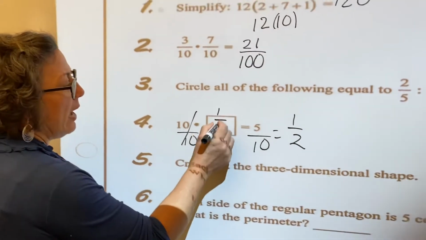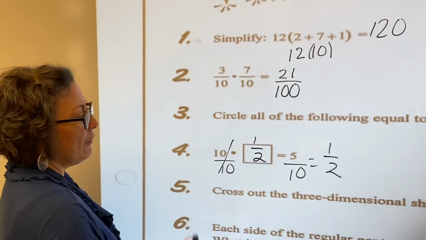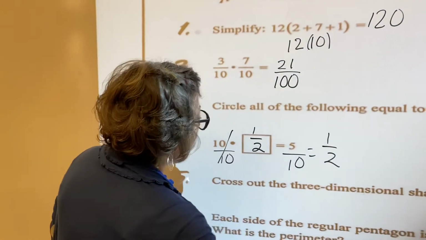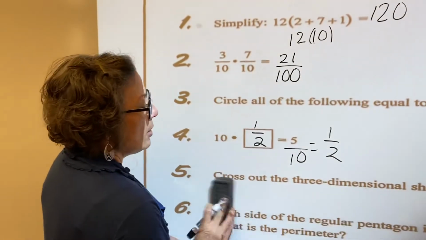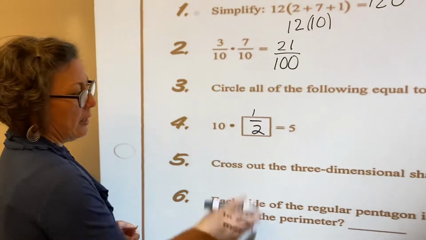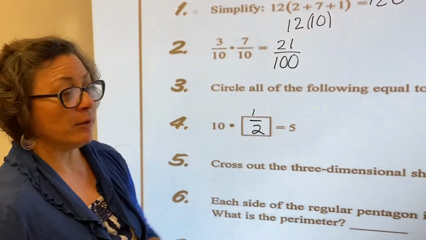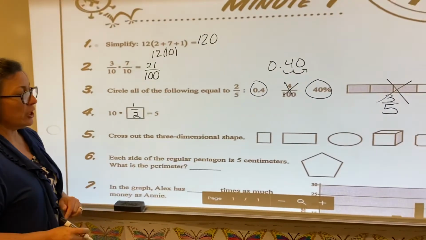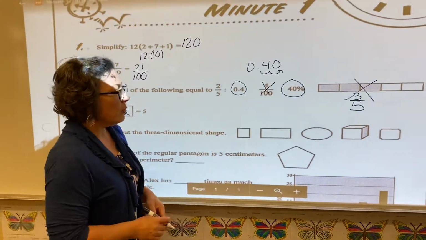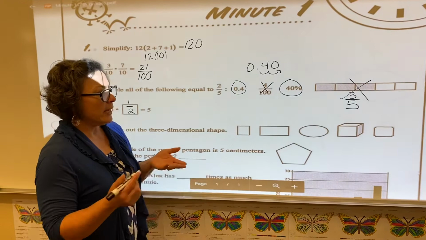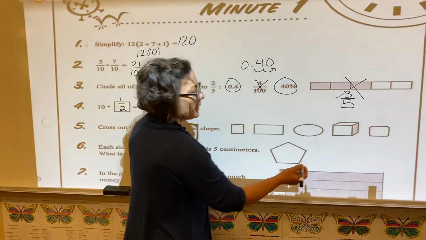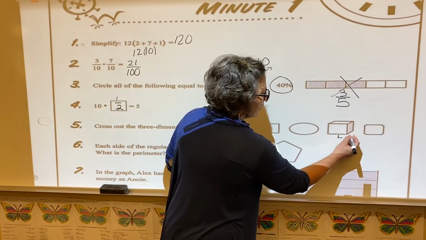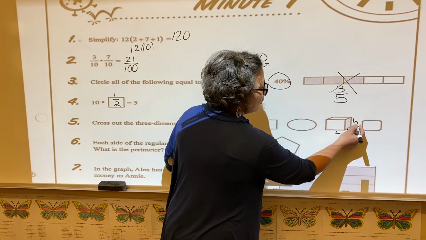So again, we have that 1/2, 10 times 1/2 equals 5. And that should be the answer. So algebra really saves you some time. Cross out the three-dimensional shape. Again, what is three-dimensional? Well, we know that three-dimensional is a shape that has length, width, and also a height. 3 dimensions.